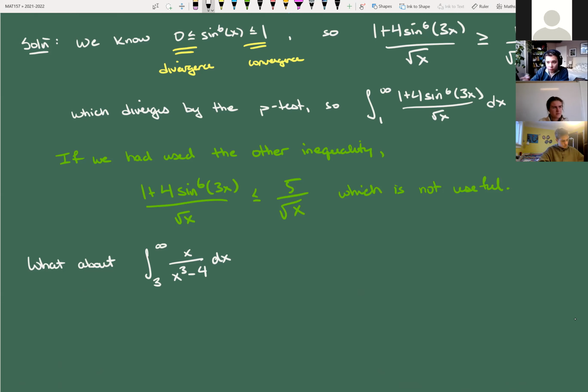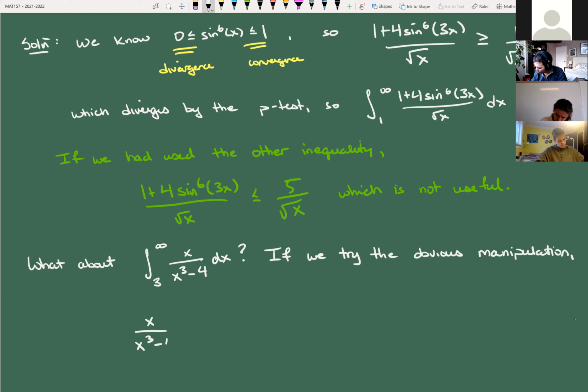The problem is that, of course, if we try to do BCT, if we try to manipulate this in the obvious way, all right, what do we get? So we get x over x cubed minus 4. Uh-oh, because that minus sign is there, I get this. That's useless.